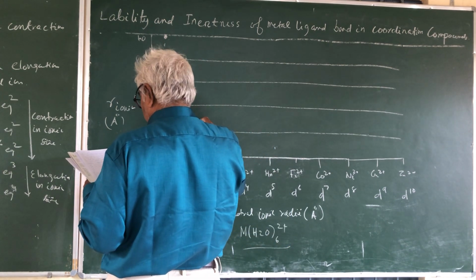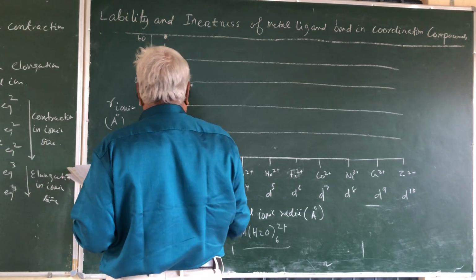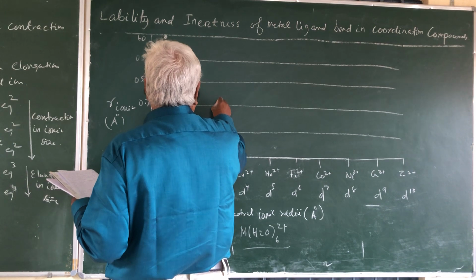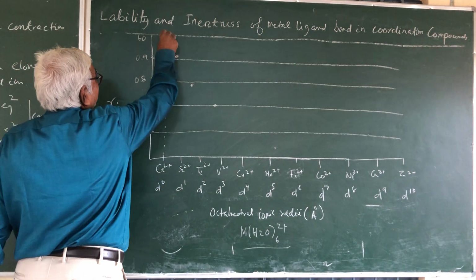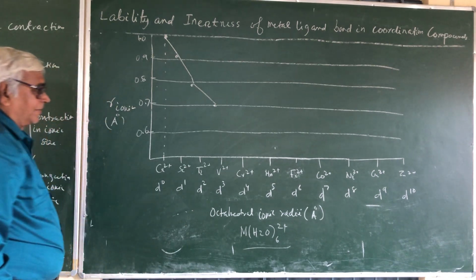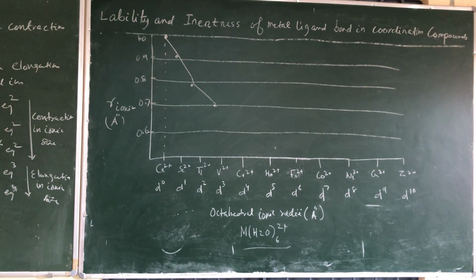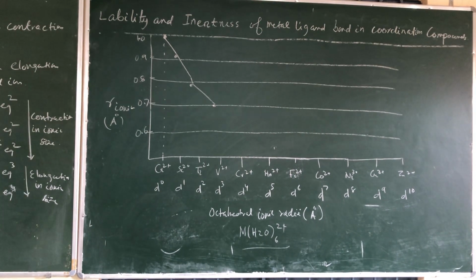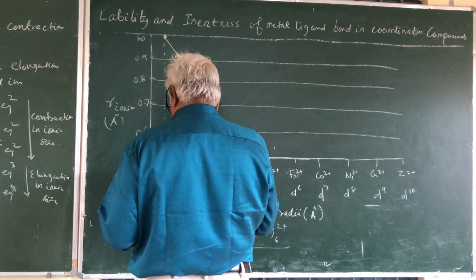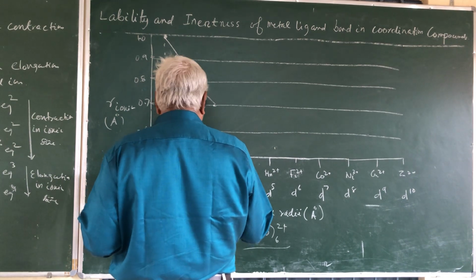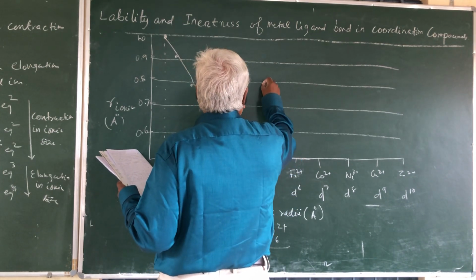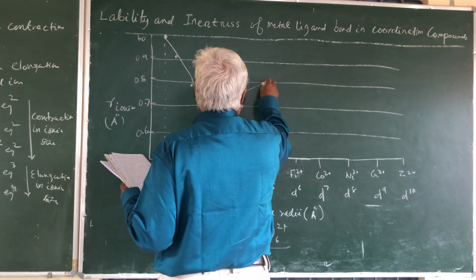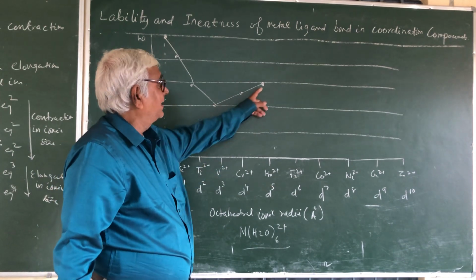Titanium. Vanadium 0.7. So I told you that from D0 to D3 there is contraction in ionic size. Then from D4, D5 there will be elongation in ionic size. So chromium is D4. Then manganese is 0.8. From chromium D4 to D5, there is again elongation in ionic size.